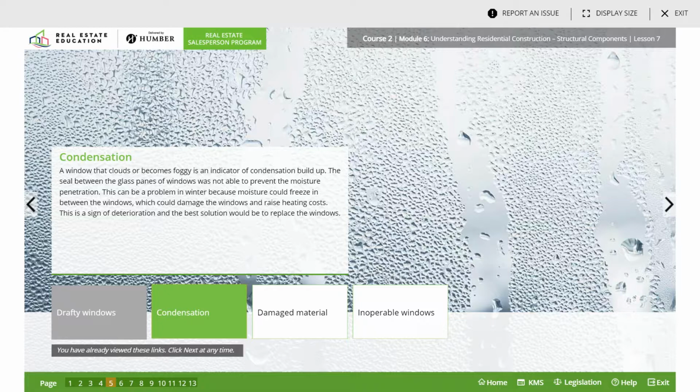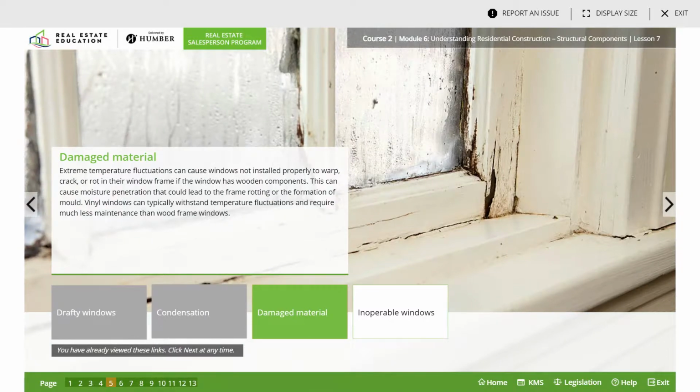And then there's condensation. A window that clouds or becomes foggy is an indicator of condensation buildup. The seal between the glass panes of the window was not able to prevent moisture penetration. This can be a problem in winter because moisture could freeze in between the windows, which could damage the windows and raise heating costs.